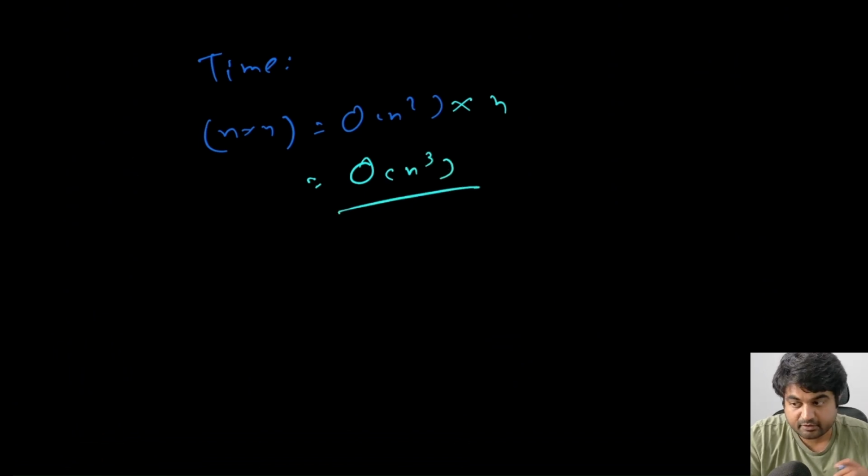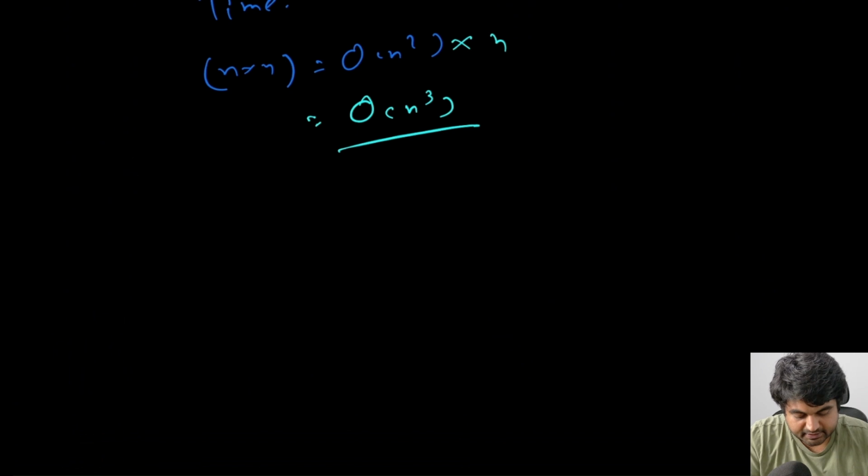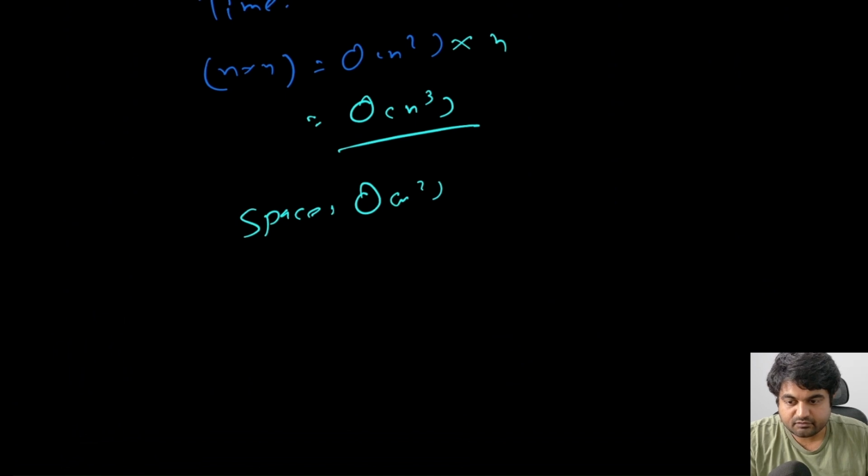There is no other way to do it faster than this, even with using dynamic programming. And space complexity is going to be big O of n square, which is a reasonably good time complexity given how complex this problem is. So now let's quickly see the coding solution for this one.